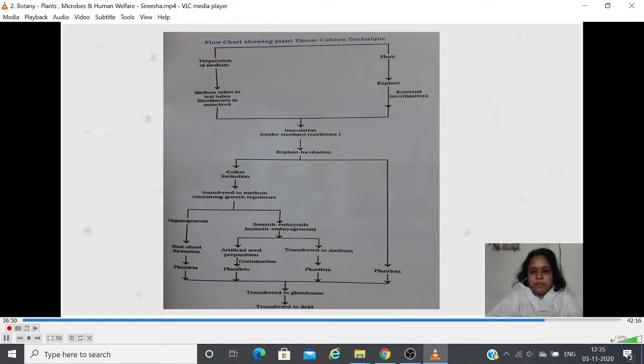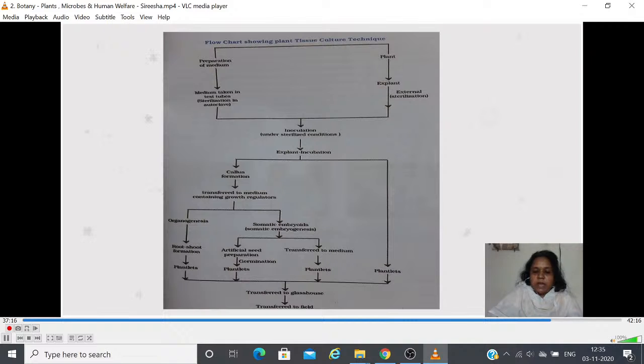This explant is then incubated, and in this process the first formation is the callus formation, and after the callus formation they are kept in a medium with more growth regulators. Then organogenesis is done, that is the formation of the small organs of the plant, and then root formation, and then it is transferred into plants.